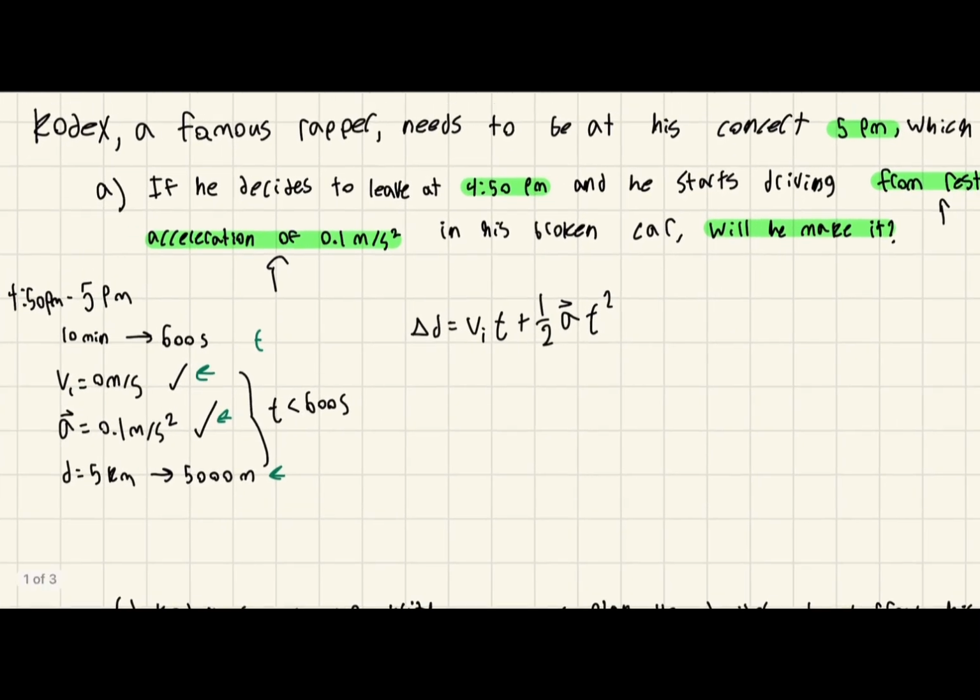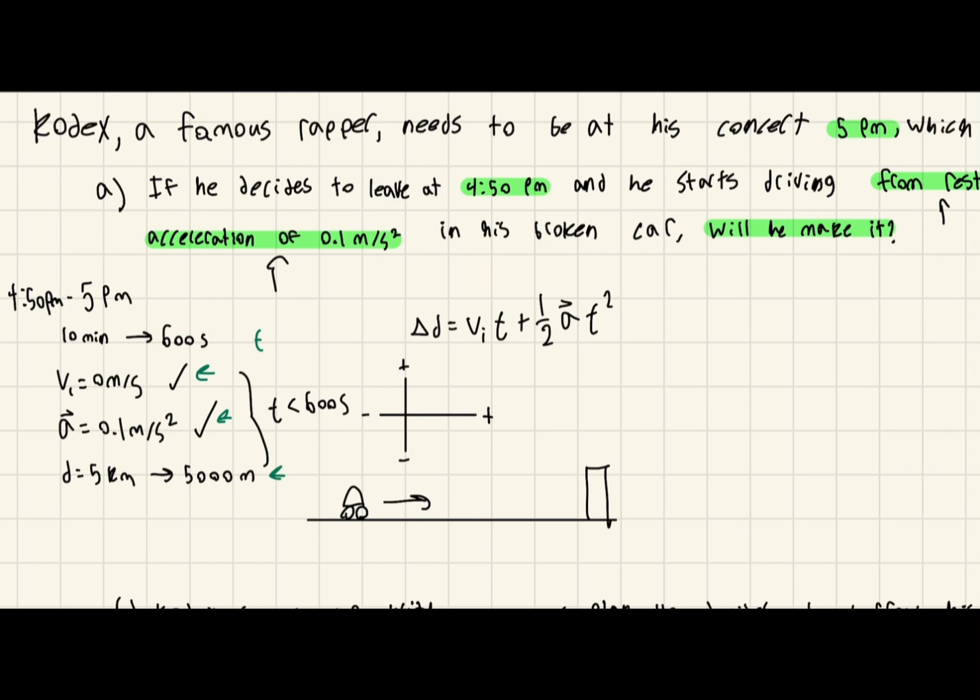It's important to set up a coordinate system here. We're going to set right as positive and left as negative. Up and down doesn't matter because we're dealing in 1D right now. So we just know that right is positive. And if we're drawing a sketch right here, we can assume that his car will be traveling this way, which is positive, to get to his concert.